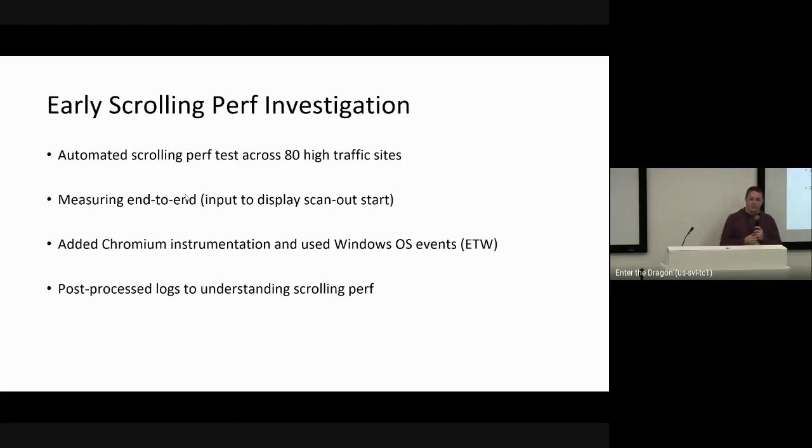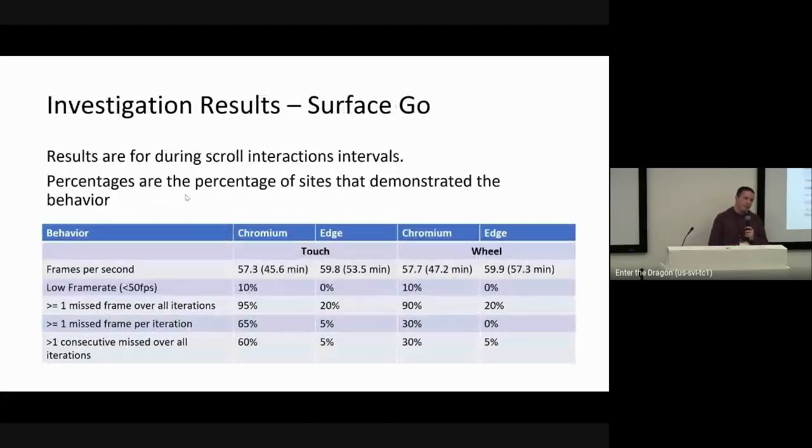We dug into what Chromium had and ended up adding some additional instrumentation about presentation time. Then we merged that with some information that's already available from Windows via event tracing, ETW, and post-processed the results to come up with some interesting numbers. We ran these on a Surface Go device as a proxy for what a relatively low-end laptop might look like, but it's a common user device.